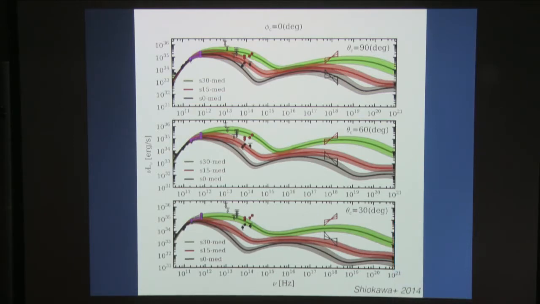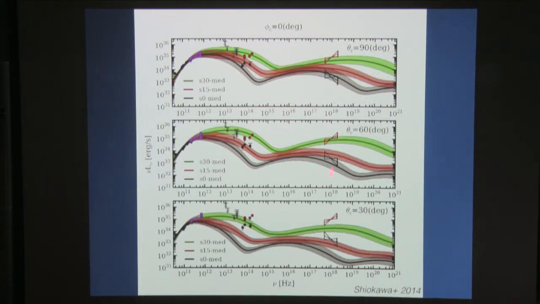Okay, so from this model, we can also calculate a spectrum. And this shows spectra of the model at different inclinations of the disk and the black hole. This axis here is nu L nu in units of ergs per second. So a few 10 to the 35 seems to be the peak measured nu L nu of the galactic center in the submillimeter.